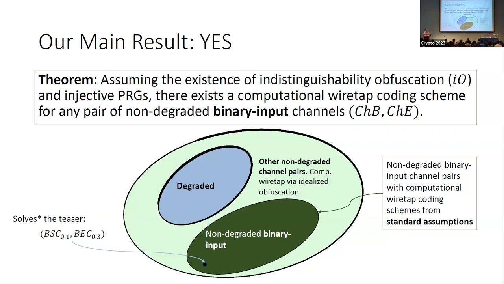And this solves the teaser, and here again, the same asterisk as before: our encoding scheme is probabilistic, not deterministic. But we have wiretap coding now from standard assumptions for a large class of natural channel pairs.